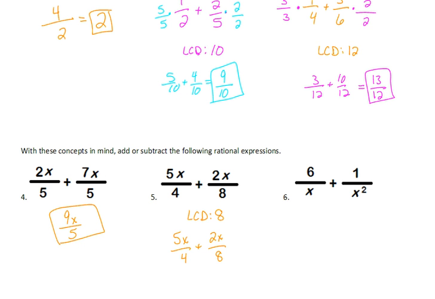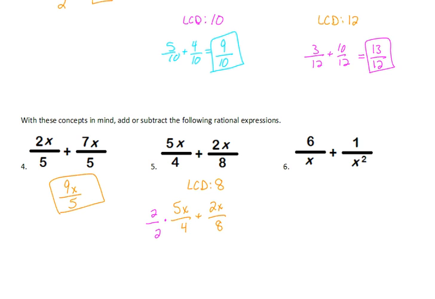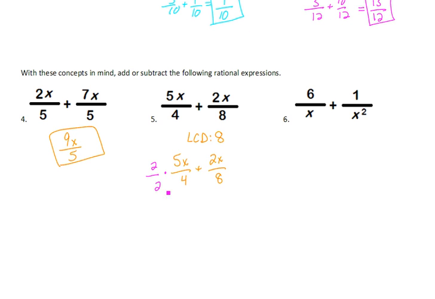Okay, so sometimes this already has the denominator of 8, which means the only one that I have to translate is this one over here. How am I going to get 4 to be 8? I'm going to multiply it by 2, which means I have to multiply the numerator by 2. So rewriting this first piece, I'm going to have 10x over 8, and I'm adding that to 2x over 8.